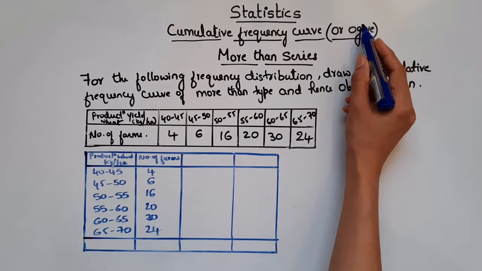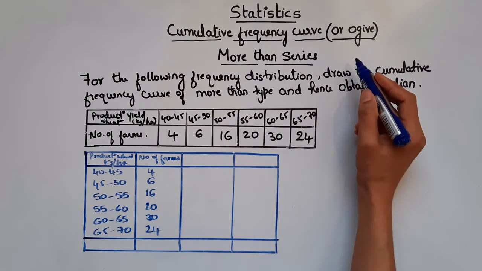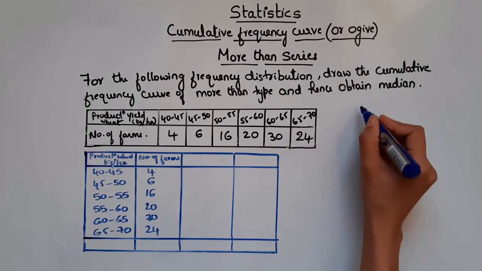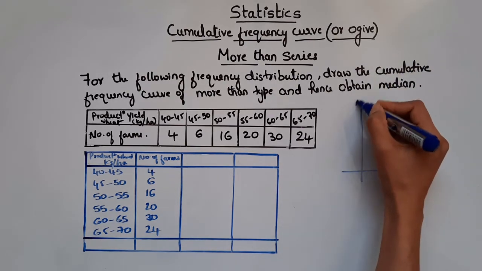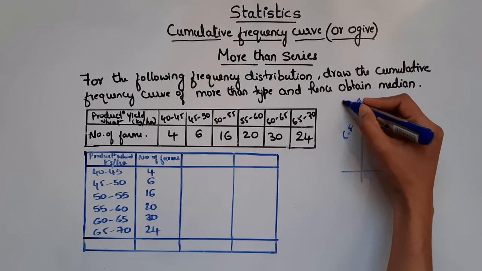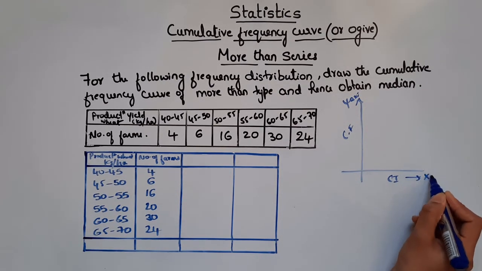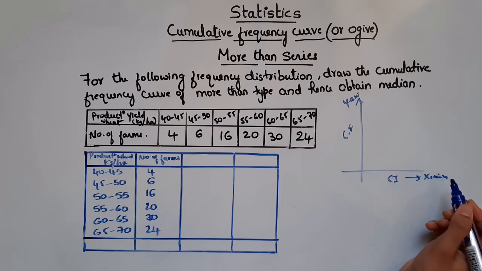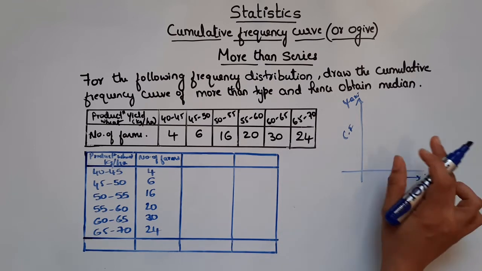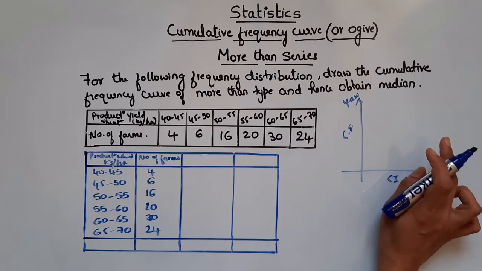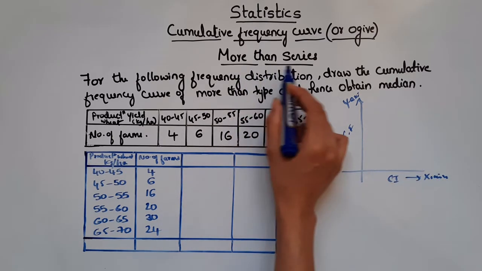Now let's quickly brush up on what an ogive or cumulative frequency curve is. It's a freehand graph showing the curve of a cumulative frequency distribution. It's a graph drawn by taking cumulative frequency on the y-axis and class interval on the x-axis. So the graph or curve that we get is called a cumulative frequency curve or ogive. This we have seen in the previous video. Now let's see how to draw this graph for the more than series.